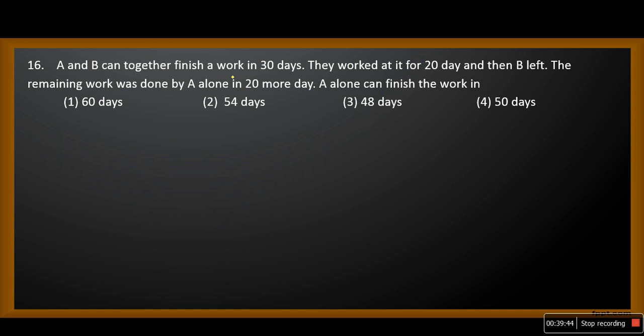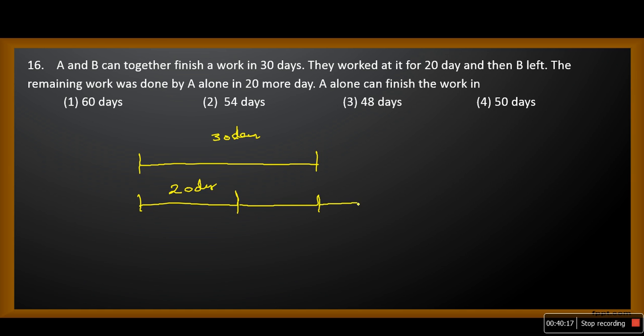A and B can finish a work in 30 days. They worked together for 20 days and then B left. The remaining work was done by A alone in 20 more days. A alone can finish the work in how many days? Consider it like this. A and B can do the work in 30 days. In the second case, A and B worked for 20 days and then B left. So A is taking 20 days to complete the remaining work.